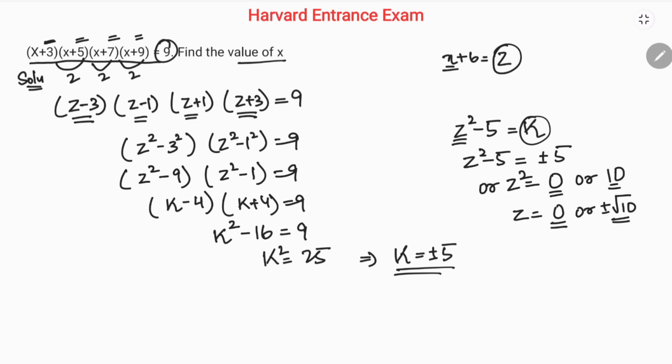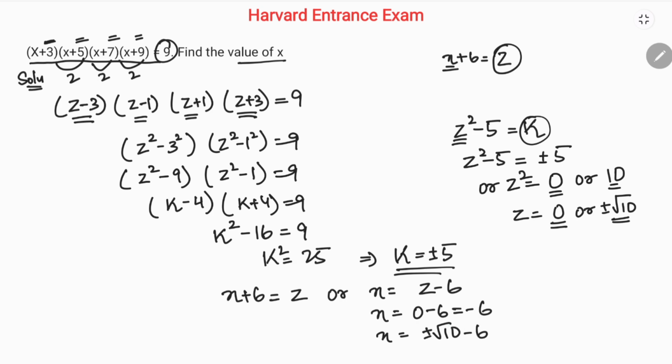And we just have to put that value over here. So we have got that x plus 6 is equal to z, or we can say that x is equal to z minus 6. So the value of x can be either 0 minus 6, that is equal to minus 6, or the value of x can be plus minus root 10 minus 6. So this is the value of x. We have got the value of x as either minus 6 or plus minus root 10 minus 6.